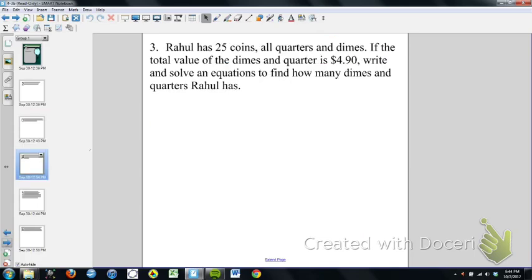All right. The next problem is: Raoul has 25 coins, all quarters and dimes. If the total value of the dimes and quarters is $4.90, write and solve an equation to find how many dimes and quarters Raoul has. That should actually just be an equation right there. Okay, so I'm going to make a table.